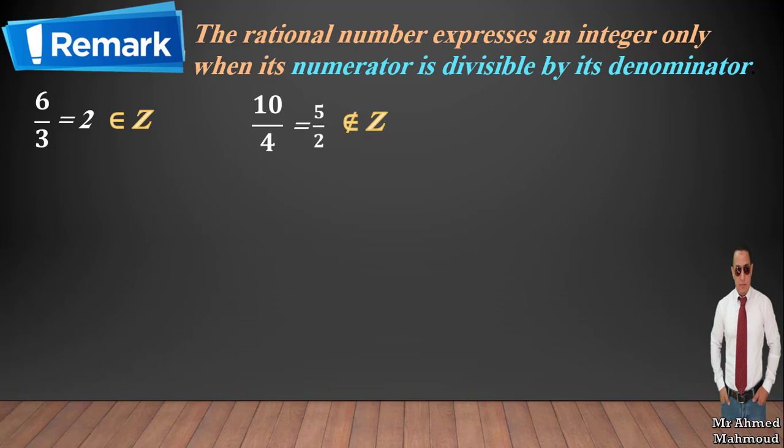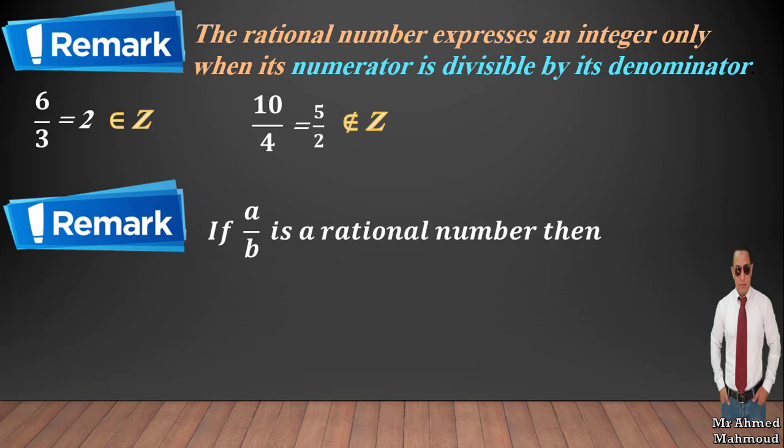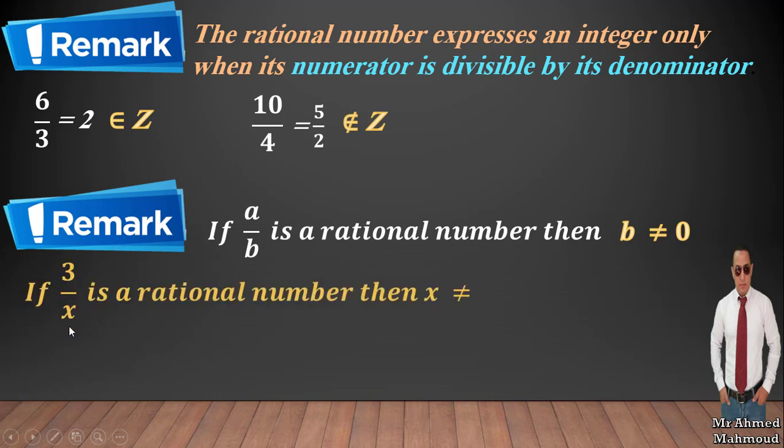Another remark. If a/b is a rational number, then the main condition is, as I said before, that b must not equal 0. For example, if we have 3/x as a rational number, x not equal to what? The main condition that makes this number rational is that x is not equal to 0, because 3/0 is meaningless or undefined.